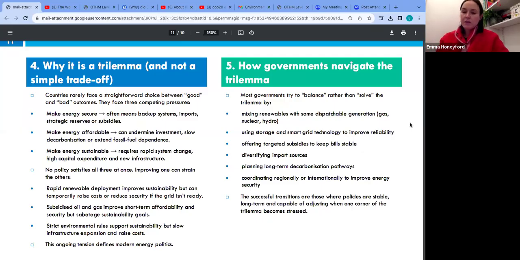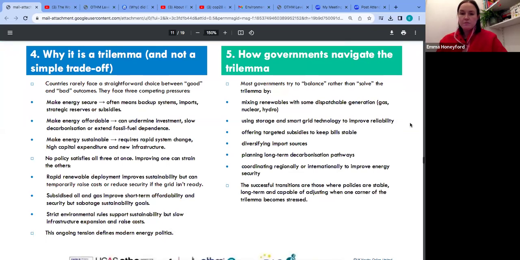And then the successful transitions are those where policies are stable, so there's not much political movement. We know that every country is different in terms of where they're at with energy commitments, and where there is energy commitment within policies, we know that it's less of a risk. It's all a matter of understanding how we need to adjust policies to make sure the trilemma does not become stressed.